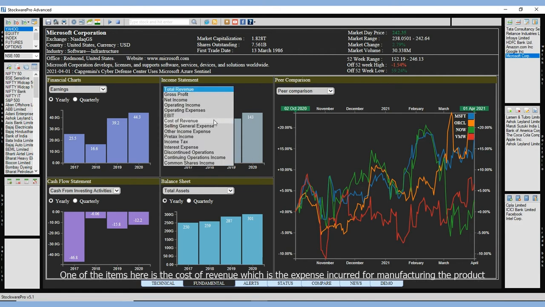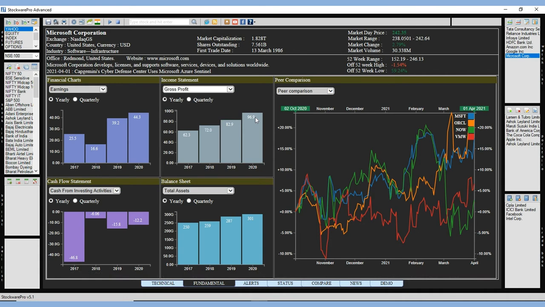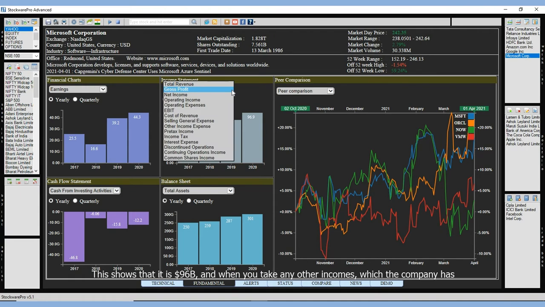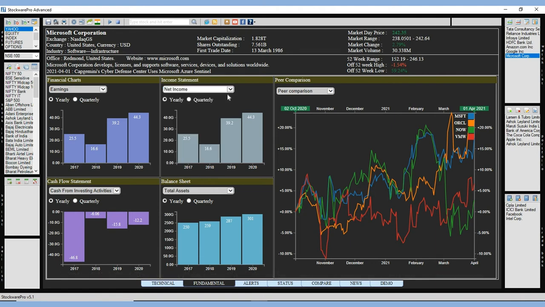One of the items here is cost of revenue, which is the expense incurred for manufacturing the product that the company is selling. So when you subtract cost of revenue from the total revenue, you get the gross profit. This shows that it is around $96 billion. And when you take any other incomes which the company has over the last year and then subtract any other losses incurred by the company, then you get the net income, which is slightly lower, around $44 billion.